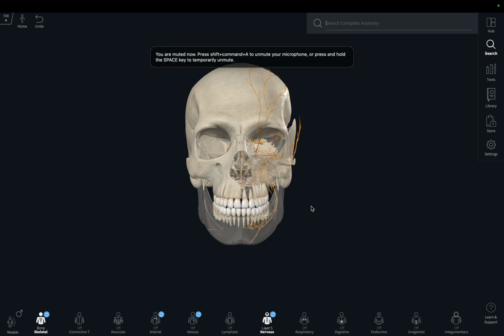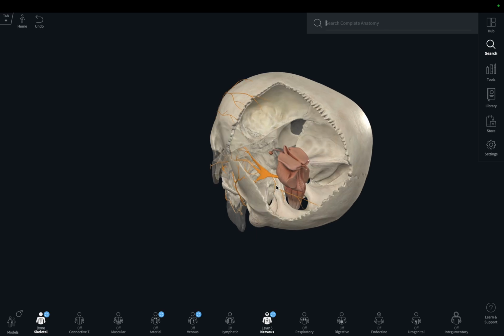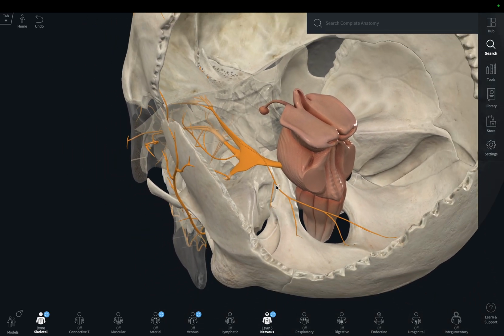This lecture will go through the trigeminal nerve, or cranial nerve 5. The trigeminal nerve is primarily a sensory nerve and provides sensation to the face, but also has motor components to the muscles of mastication, anterior belly of digastric, mylohyoid, tensor tympani, and tensor veli palatini.